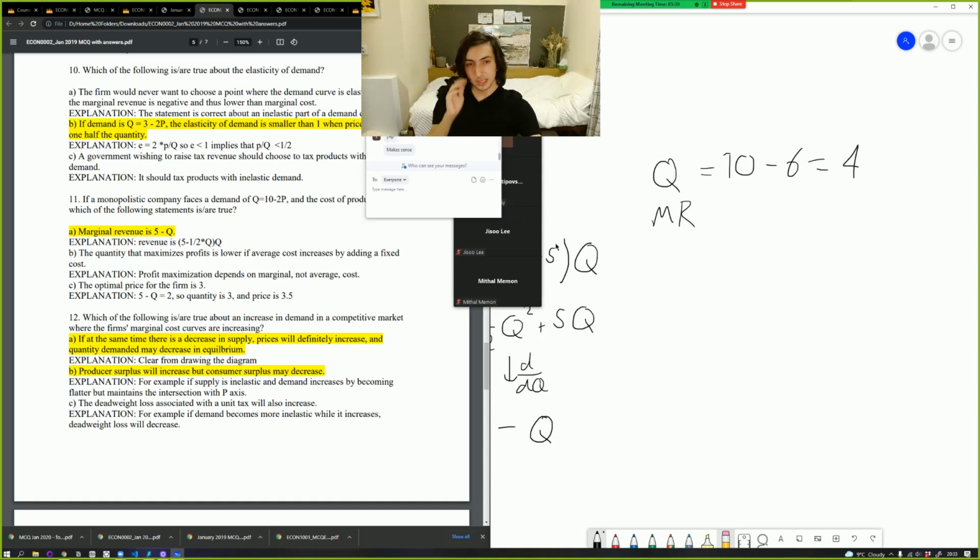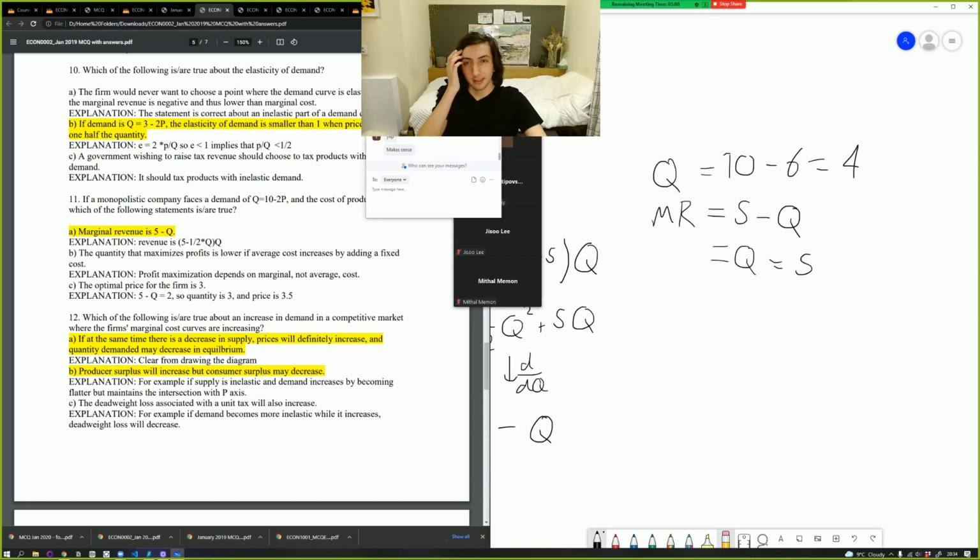Marginal revenue, as we said, was given by 5 minus Q. So we would expect marginal revenue to be 0 at Q equal to 5. But here Q is equal to 4, so it doesn't work. You've got quantity and price not really matching.